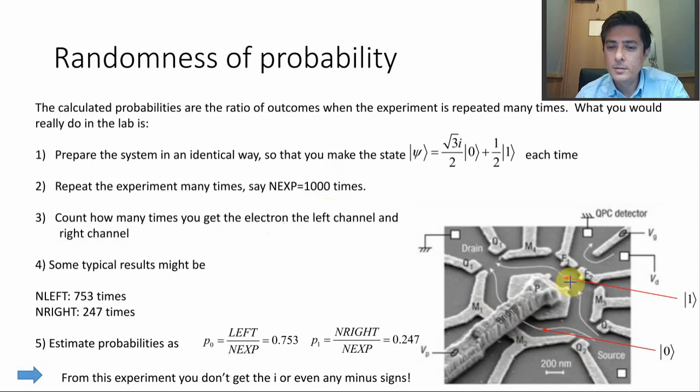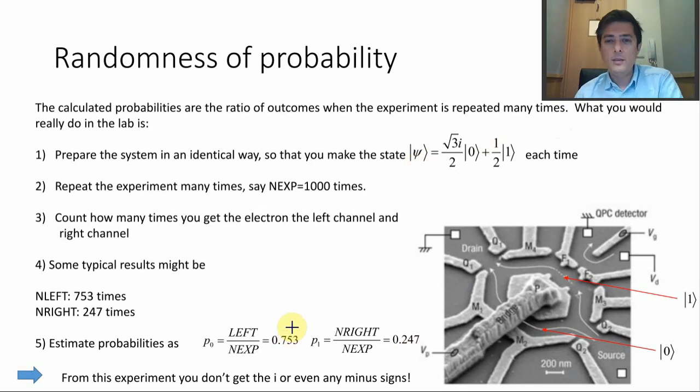So you just repeat it, and you get a different outcome each time. Just count how many. Maybe you might get something like 753 times it went left, and 247 times it went right. Then you estimate the probabilities: you count the number of times it went left and divide it by the total number. In this case, you would estimate the probability as 0.753. Estimate the other probability of it going right as 0.247, and then you compare it to your theoretical answer, and you go, okay, that agrees pretty well.